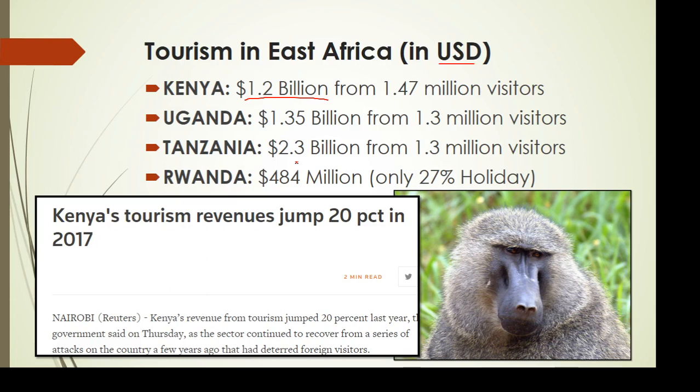You've got a couple things in Tanzania that are really famous. The Serengeti Plains is something that everyone knows about. And then Rwanda is a tiny country, and they're only $500 million. But the only statistic that I could find was all visitors to Rwanda, and only about a quarter of this money was for people on holiday.